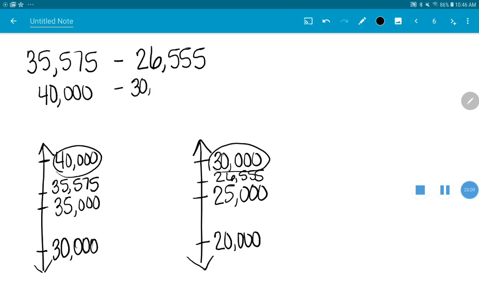So to estimate, we rounded this to 40,000 and we rounded this to 30,000. 40,000 minus 30,000 equals what? 10,000. So it would be about 10,000.